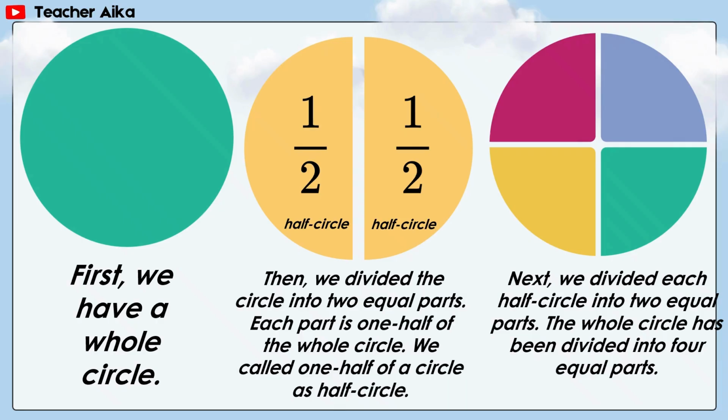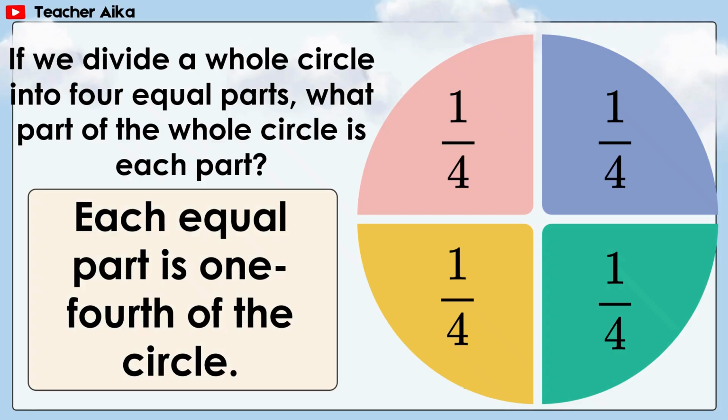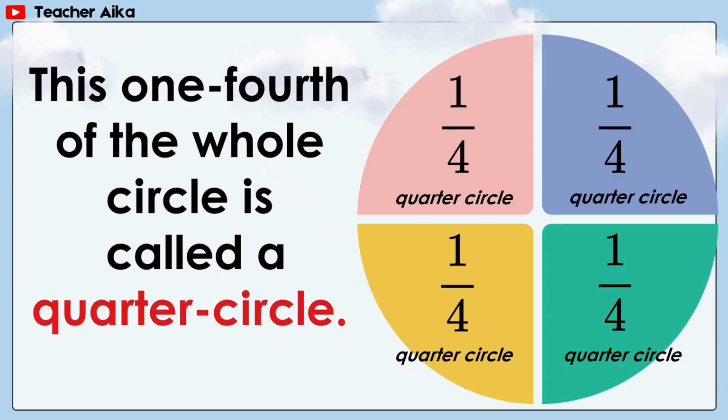Next, we divided each half circle into 2 equal parts. The whole circle has been divided into 4 equal parts. If we divide a whole circle into 4 equal parts, what part of the whole circle is each part? Each equal part is 1/4 of the circle. This 1/4 of the whole circle is called a quarter circle.